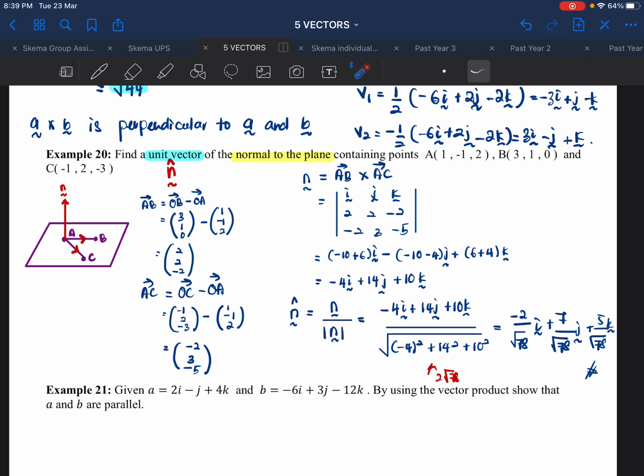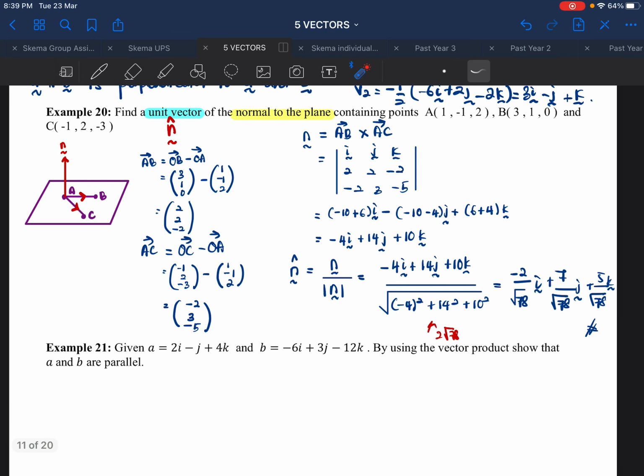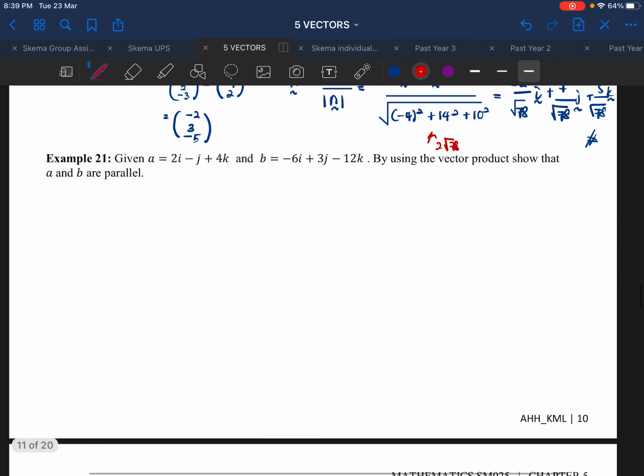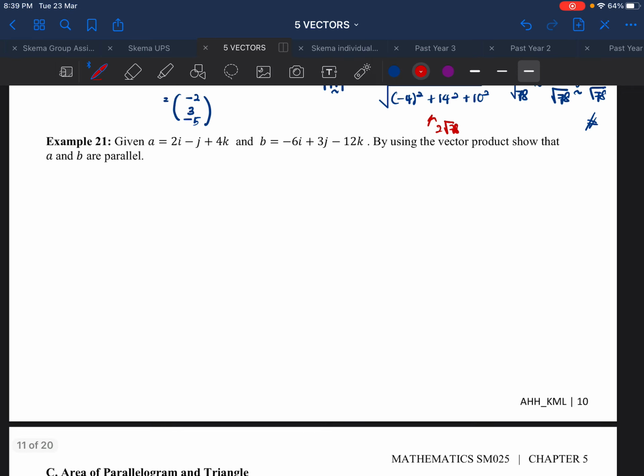Okay, tolong faham kat sini. Kalau tak faham tolong ulang balik. Example 20 ni sangat penting untuk kamu. Penting. Okay. So sekarang kita moving on to example 21. Given A and B by using the vector product, show that A and B are parallel.